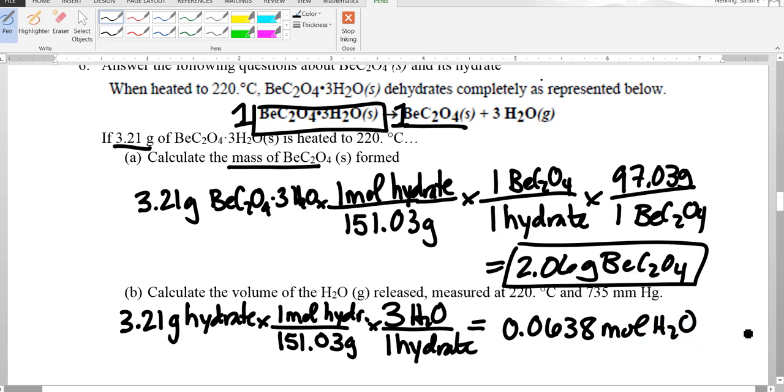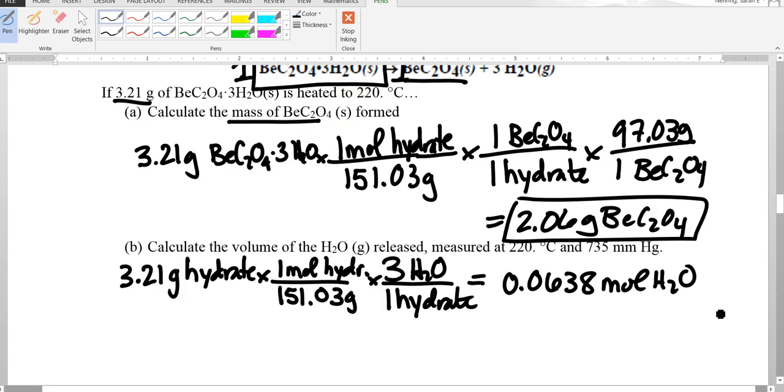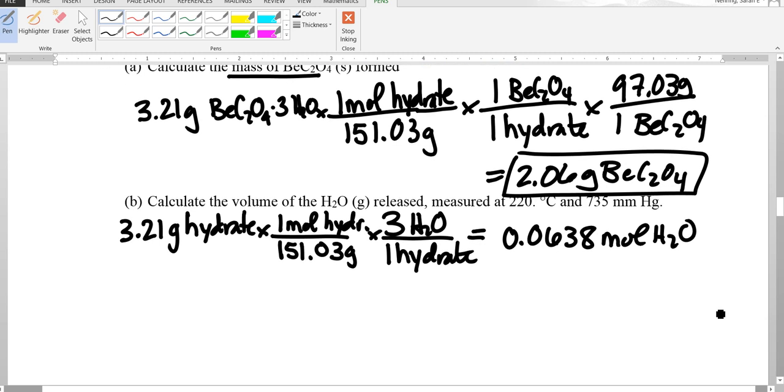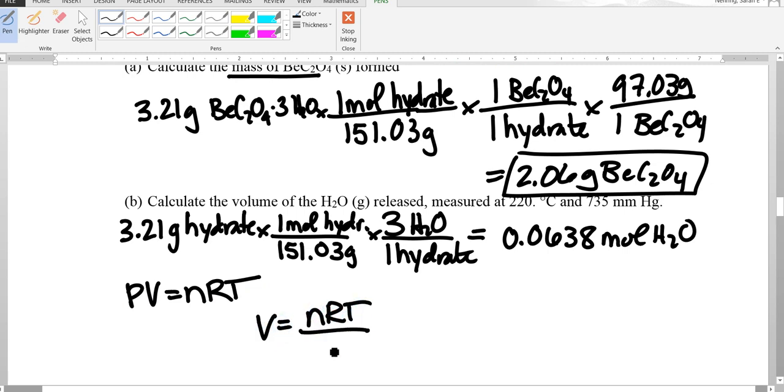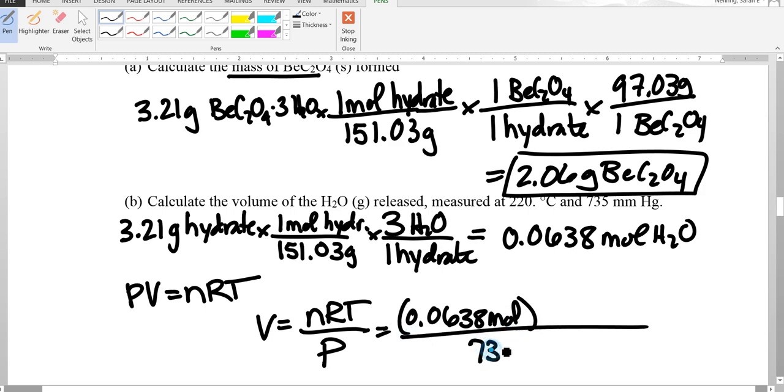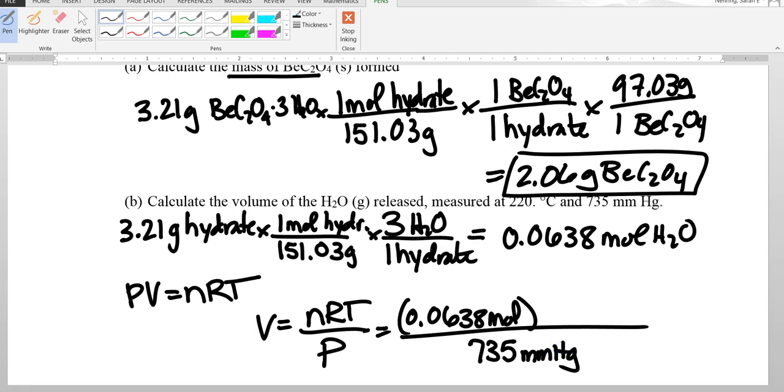And notice how they're asking me for volume, and I have a pressure, and I have a temperature, so that means I must be using PV equals nRT. So I'm going to solve for V. It's going to be nRT over P, and make sure you are careful with the units. This is 0.0638 moles. The pressure we're given is 735 millimeters mercury, which is the same as a torr.